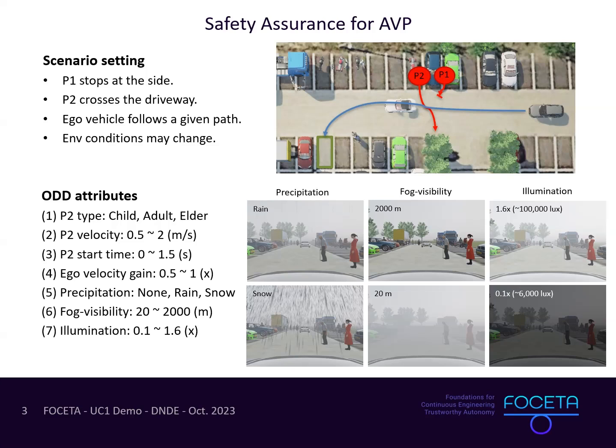Essentially, for the design and testing of the system, we concretize the scenario setting with 7 attributes, including the type, velocity, and start time of the second pedestrian, the eco velocity gain, and conditions such as precipitation, visibility, and illumination. This will be the domain around which we would like to assure the safety of the AVP system.